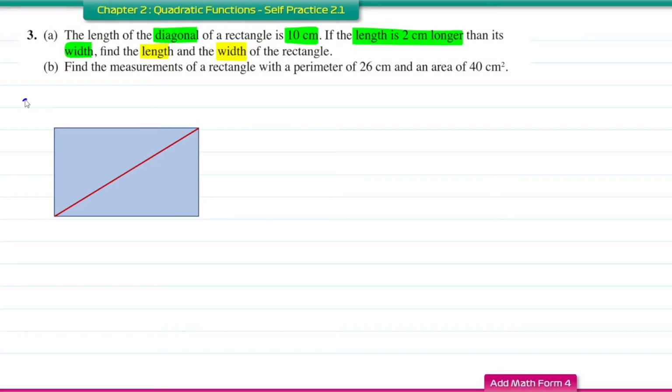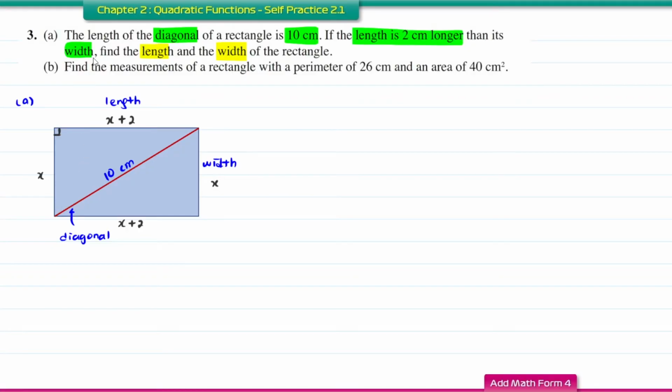So I have a diagram of a rectangle here. The red line here represents the diagonal of the rectangle, which has the measurement of 10 cm. This will be the length, and this is going to be the width. Let's say we represent the width with the letter x. Then for the length, which is 2 cm longer, it will be x plus 2. Now this is a rectangle, so here is going to be a 90 degree angle. So we're going to look at the right angle triangle that we have here.